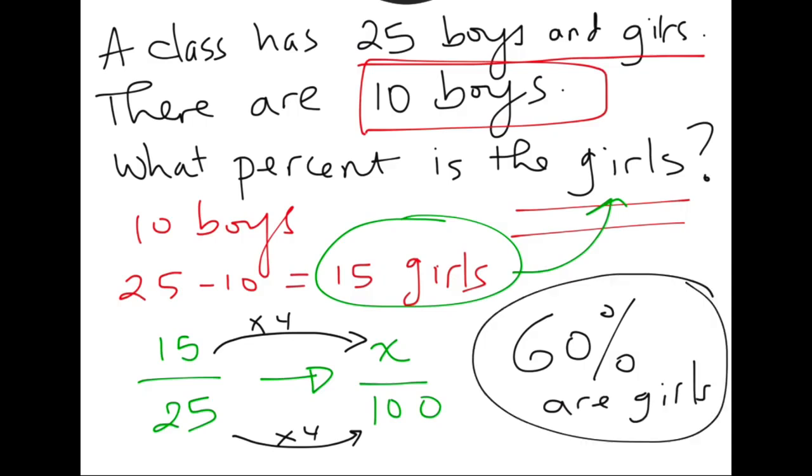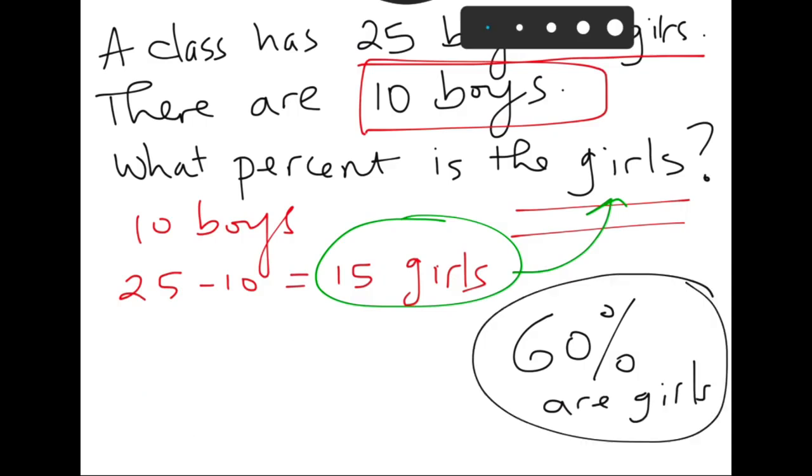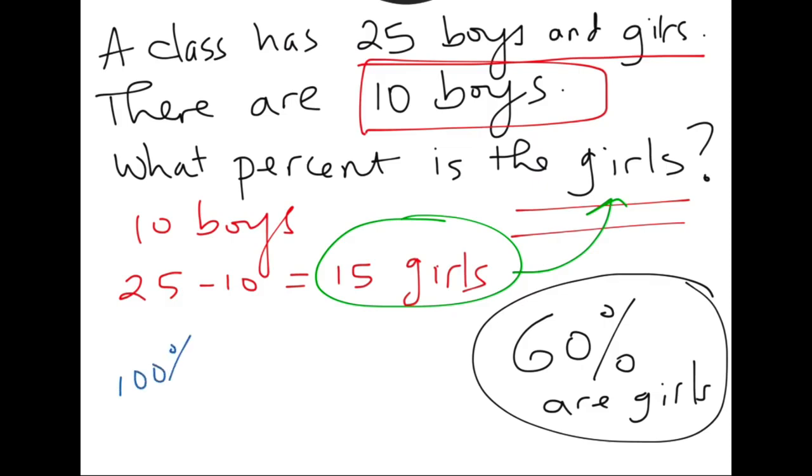And what about the boys, by the way? I can do it the same way, or I can just take 100% minus the percentage of the girls, which is 60%, and that will give me 40%. 40% of the students are boys.